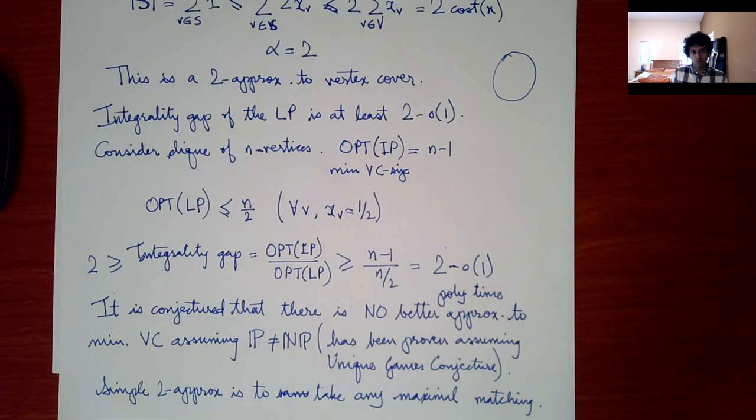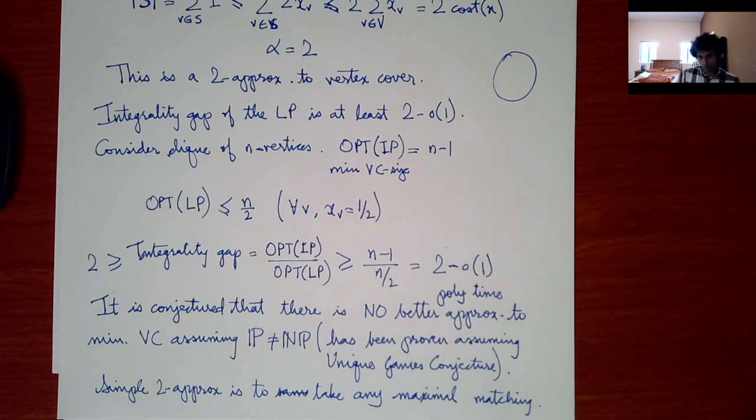And this is a big open problem: can you prove, assuming P not equal to NP, that there is no better approximation than 2? The best people have shown there is no root 2 approximation to vertex cover. Okay. So that was a simple example where we had an integrality gap and an approximation algorithm.